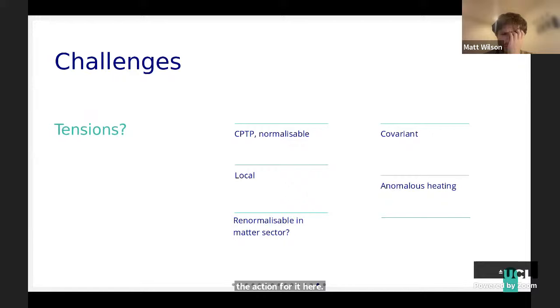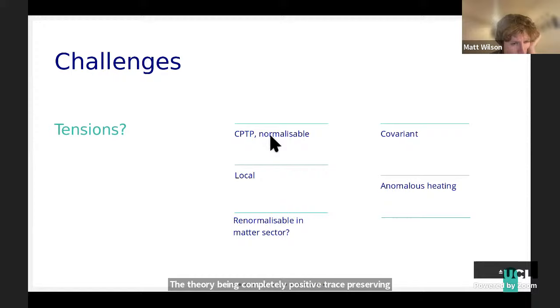I will just end by mentioning that this is a program which is well underway, but there are things which still need to be understood and checked. We need to make sure that any anomalous heating is not too much, that it doesn't violate experimental bounds. There's some question on whether there's a tension between the theory being completely positive trace preserving and whether it's generally covariant. We believe that tension is now resolved, but there are still checks which have to be done on that. And I should say we've found that it's renormalizable, which is very exciting.